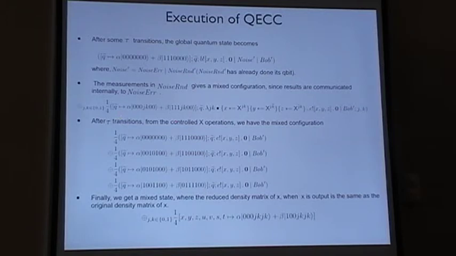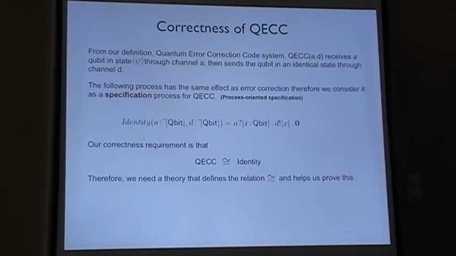So after a set of other tau transitions, we can write the mixed configuration explicitly as these 4 configurations, where this represents that there's no error present, this configuration shows a 3rd qubit flip, this one a 2nd qubit flip, and this one the 1st qubit flip. Then we have the sequence of operations of Bob prime, and finally after the sequence of operations of the process Bob prime, we get this final mixed state where we find that the reduced density matrix of X when its output is the same as the reduced original density matrix of X.